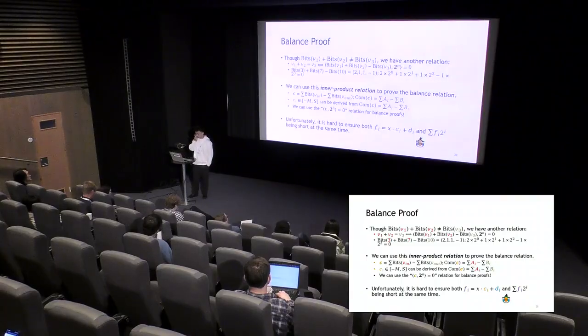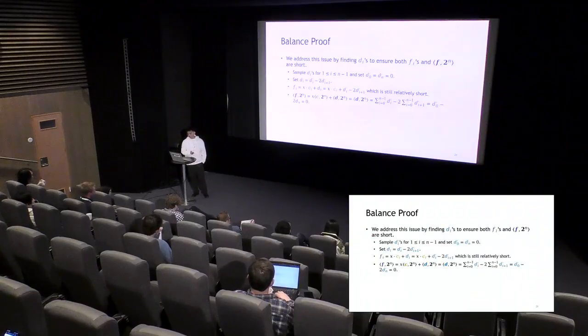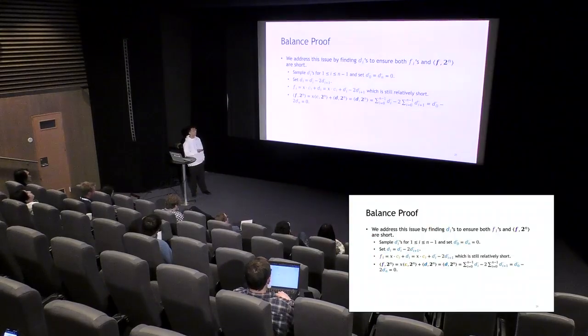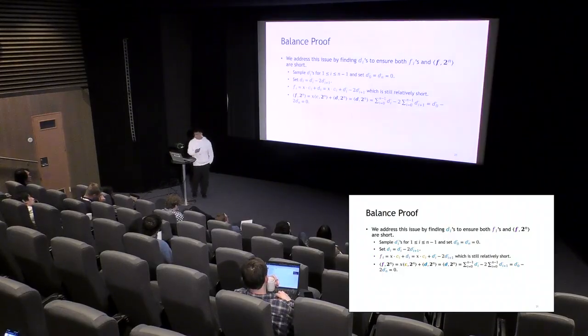But there is still a problem we solved. Since we check the inner product relation, we need to ensure F_i and the inner product between F_i and the powers of 2 are short at the same time. So we just need some well designed masking values in the opening of F. We present a so-called cycling masking here, and due to the time limits, I just skip it.